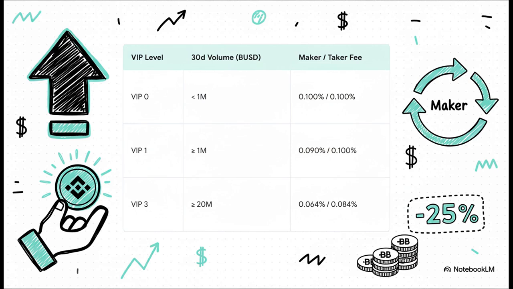But once your trading volume over 30 days hits that first milestone, boom, you level up to VIP 1. And just look at how those fees drop, especially that maker fee, right? Then you hit VIP 3 and the savings get even bigger. It's a really clear ladder you can climb to slash your costs.